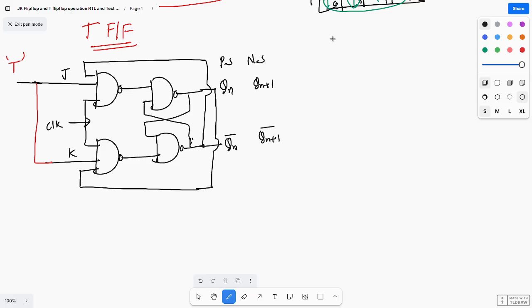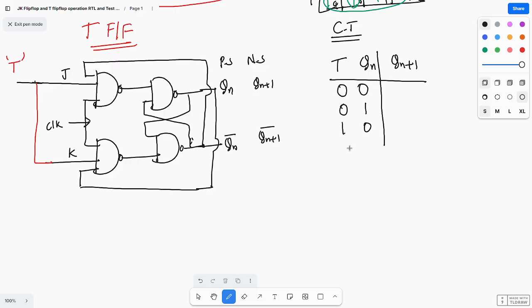So what are the states? If you see the characteristic table, the columns are T, Qn, and Qn plus 1. Two inputs are there, so how many possible combinations? 0 0, 0 1, 1 0, and 1 1.